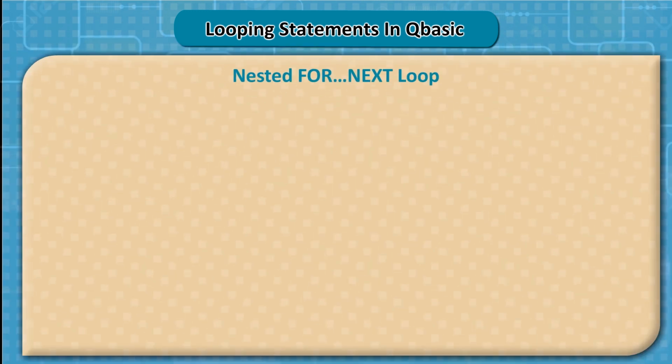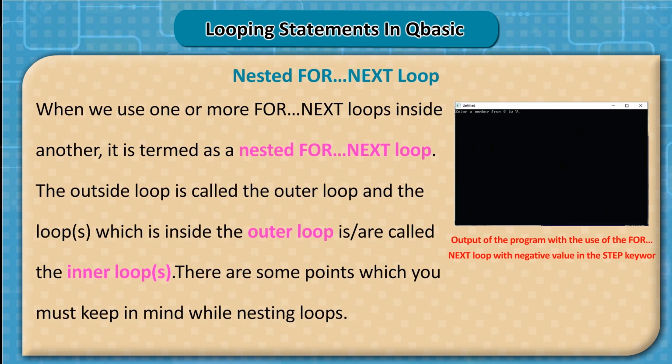Nested for next loop. When we use one or more for next loops inside another, it is termed as a nested for next loop. The outside loop is called the outer loop and the loop which is inside the outer loop is called the inner loop. There are some points which you must keep in mind while nesting loops.